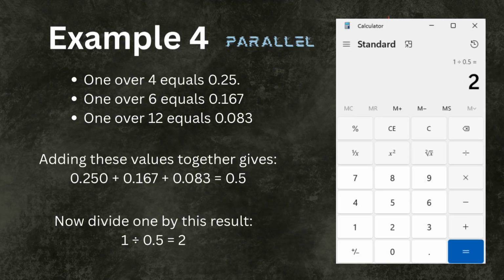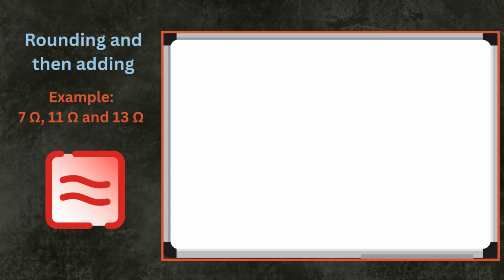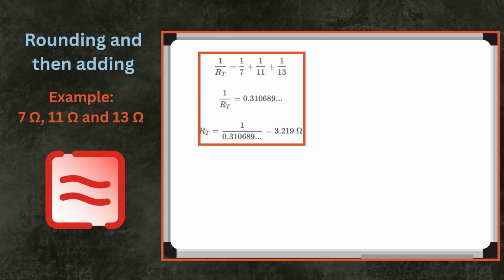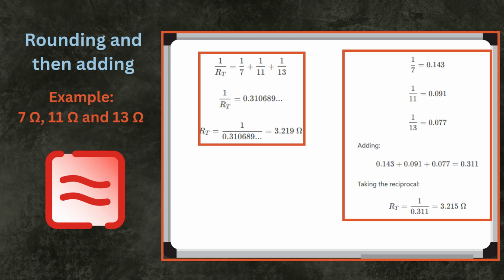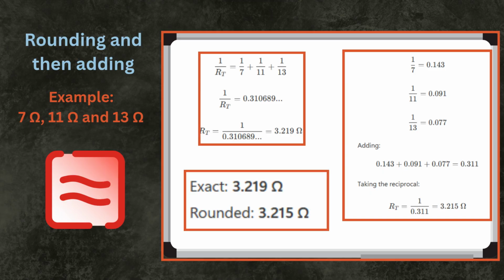In this example, the rounding did not affect the final answer. However, with other resistor values, rounding each fraction to 3 decimal places before adding them can lead to a slightly different result. This is why calculation method 1 is preferred, as it avoids unnecessary rounding and is less prone to errors.